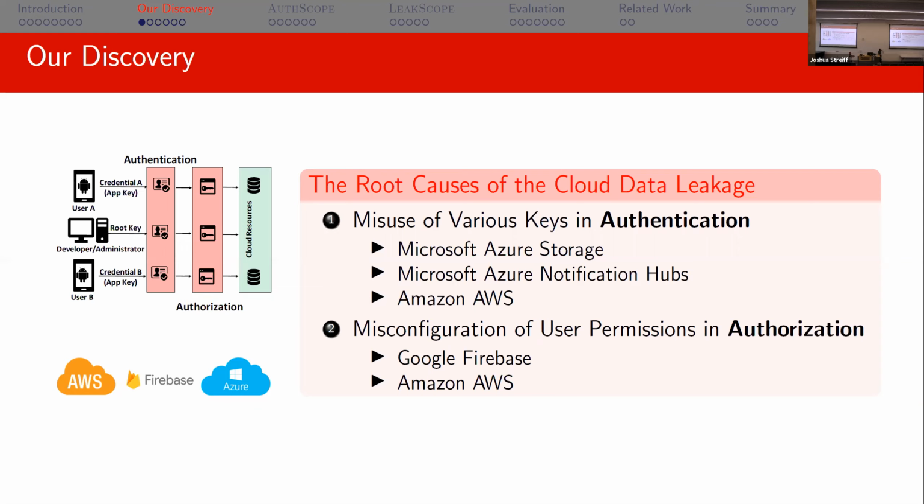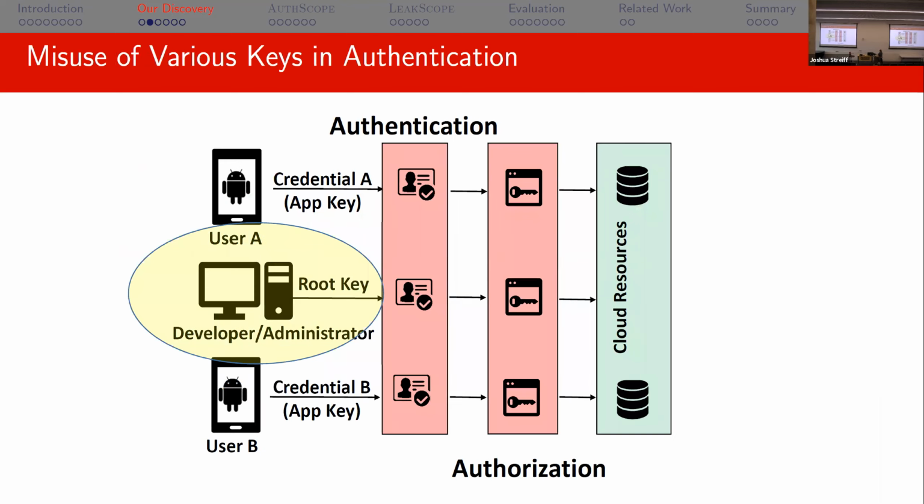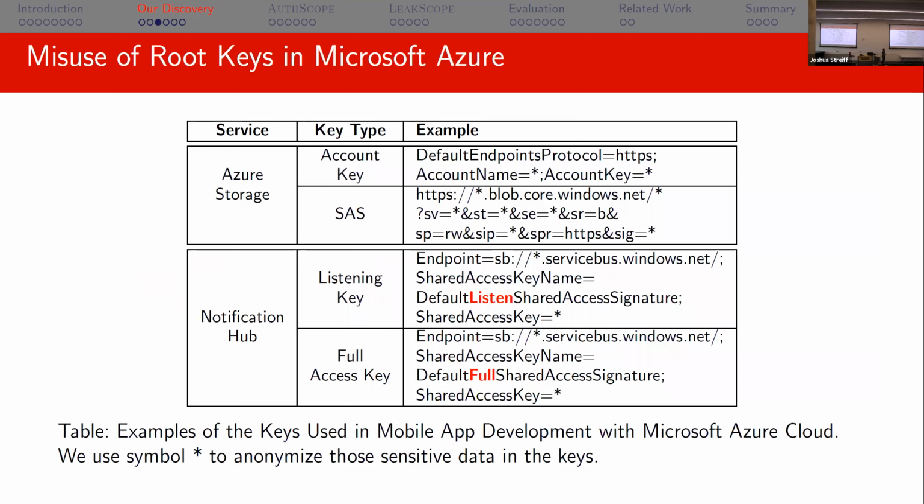The second root cause is the misconfiguration of user permission. This happened in the Google and Amazon backends. Okay, so these are our findings. I will go through the details. First of all, the misuse of various keys in authentication. As I said, if the developer mistakenly puts the root key in the app, the entire backend gets compromised. Let me give you some examples.